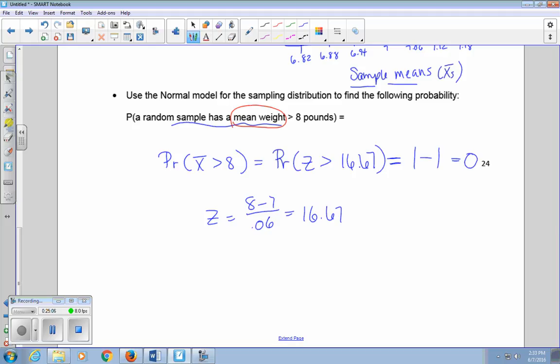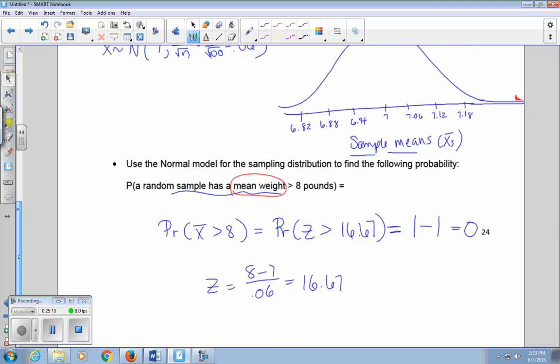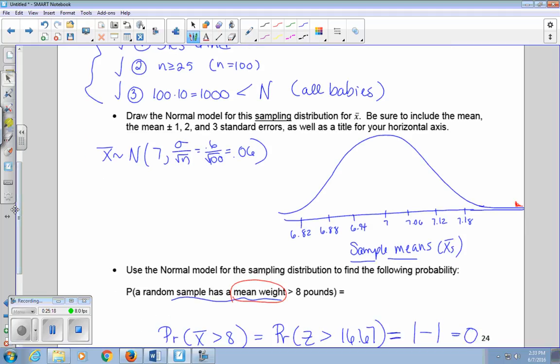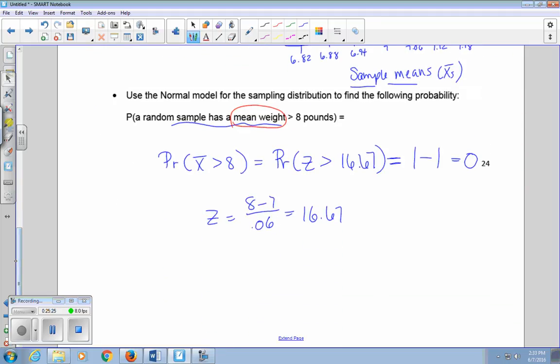So when they're talking about sample means, and the distribution of a sample mean, that's when we want to check our conditions for the central limit theorem. That's what we did here before we actually applied the central limit theorem and found our new standard error. Okay, that's the end of section 9.2.